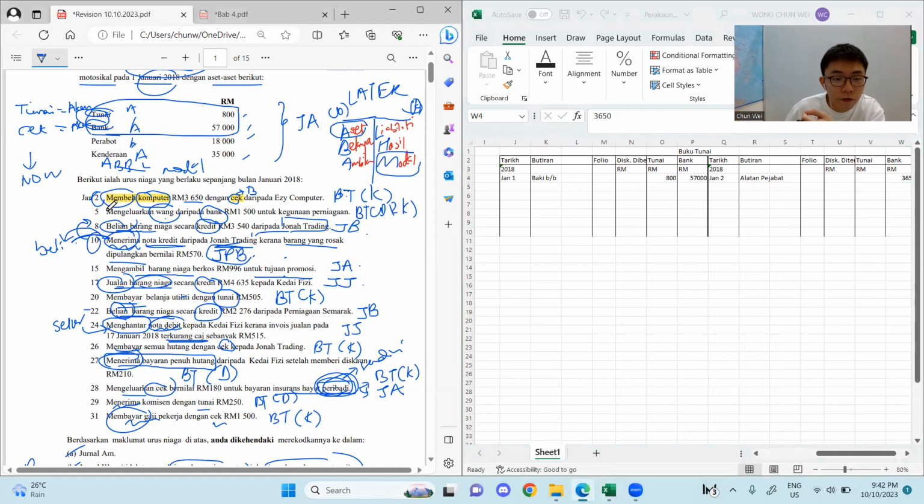Now go to the 5th. Mengeluarkan wang. So same thing, mengeluarkan wang. Buku tunai. Okay, now this part, you see, dia keluar wang daripada bank untuk kegunaan perniagaan. So this is basically mengeluar wang daripada bank. Maksudnya, the money from the bank is withdrawn, becomes cash.